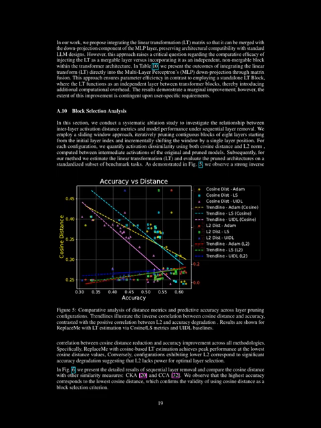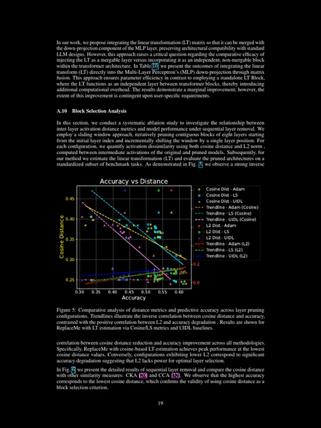Figure 5: comparative analysis of distance metrics and predictive accuracy across layer pruning configurations. Trendlines illustrate the inverse correlation between cosine distance and accuracy, contrasted with the positive correlation between L2 and accuracy degradation. Results are shown for ReplaceMe with LT estimation by cosine and LS metrics and UIDL baselines. Correlation between cosine distance reduction and accuracy improvement across all methodologies. Specifically, ReplaceMe with cosine-based LT estimation achieves peak performance at the lowest cosine distance values. Conversely, configurations exhibiting lower L2 correspond to significant accuracy degradation, suggesting that L2 lacks power for optimal layer selection.